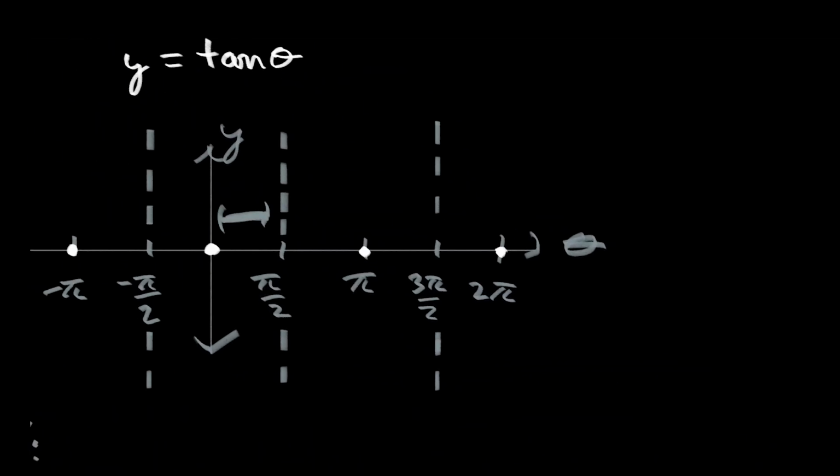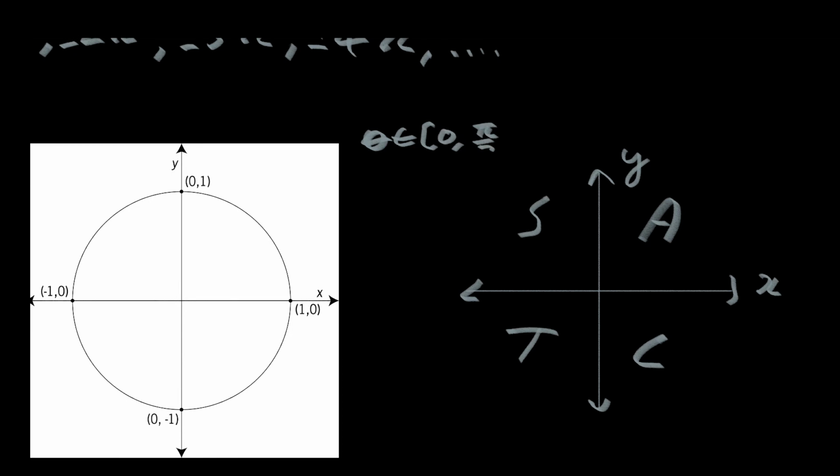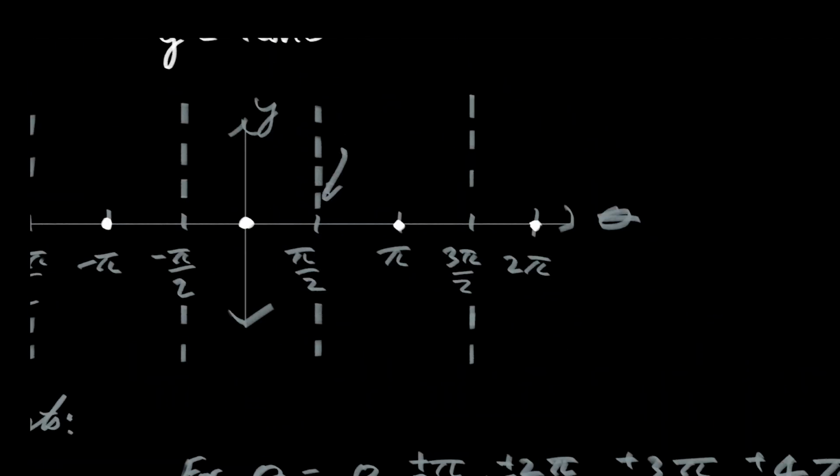Let's consider this interval here, between 0 and pi on 2, not including pi on 2. In interval notation, that interval would be theta in the interval from 0 inclusive to pi on 2 non-inclusive. Why can't we include pi on 2? Because remember, it's undefined there. We've got asymptotic behavior at theta equals pi on 2.